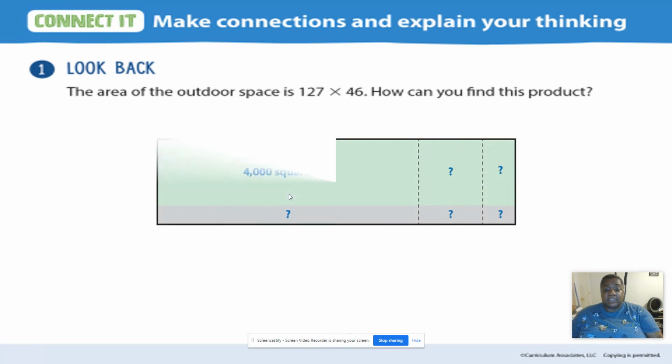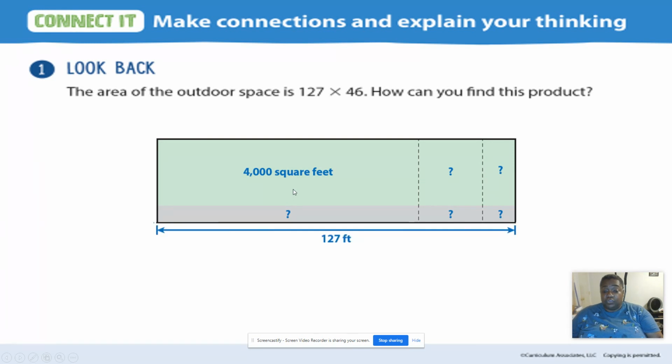All right, so this is the outdoor area. And we really don't worry so much about what is cement and what is grass, because we want to find the area of the whole thing. And we know that the area is going to be 127 feet. That's going to be our length, by 46 feet. And that's going to be our width.